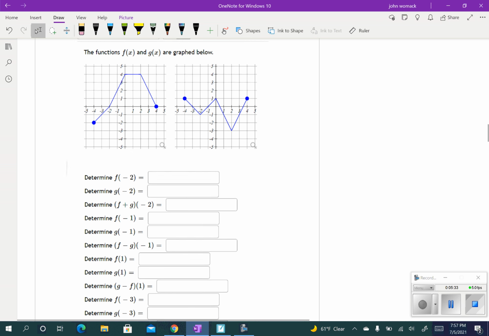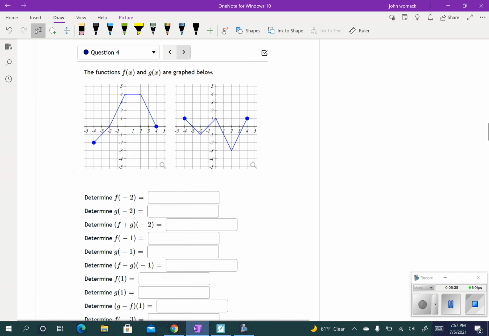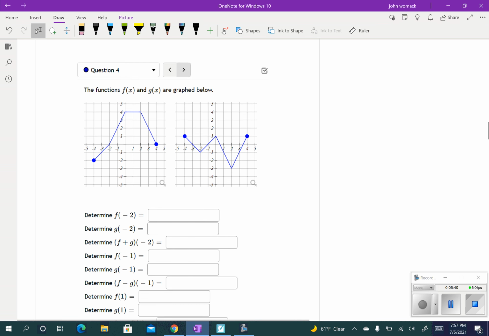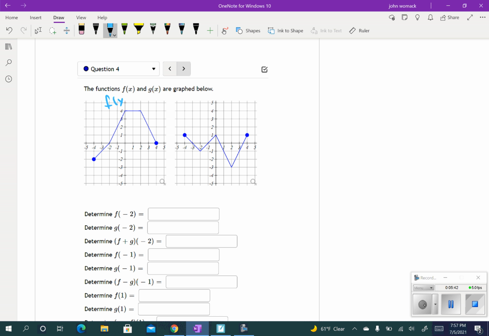Question 4, this is really similar. You're just looking at the graphs. All right, what is f of negative 2? Well, that's just coming out. I believe this one's f of x. This one's g of x. So f of negative 2, when I put negative 2 in right there, what's that point? Negative 2, 0, right? When I put negative 2 in, I get 0 back out.